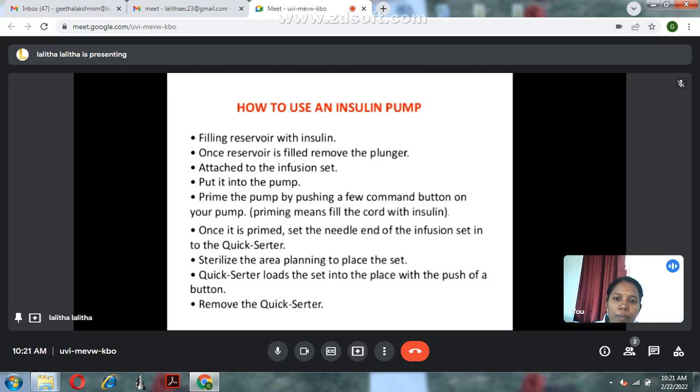Here, prime the pump by pushing a few command buttons on your pump. Once it is primed, set the needle end of the infusion set into the quick shutter and sterilize the area where you are planning to place the set. Next, the quick shutter loads the set into place with the push of a button. After that, remove the quick shutter. These are the steps to use an insulin pump.